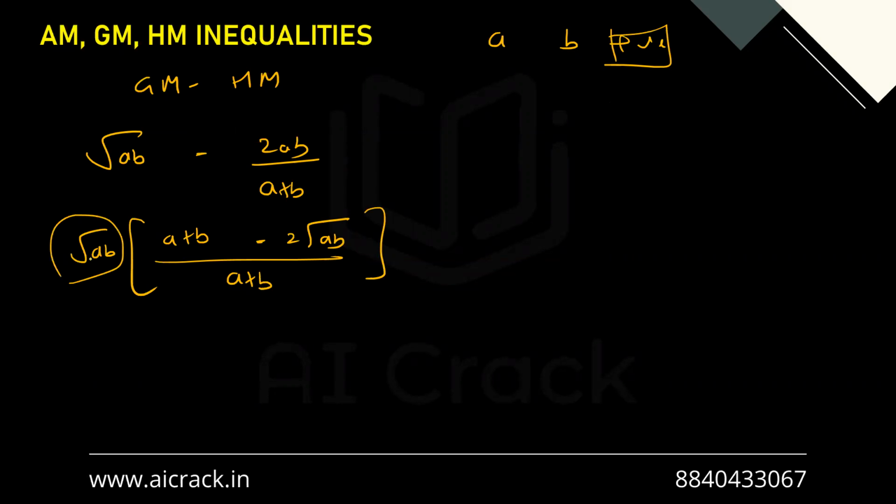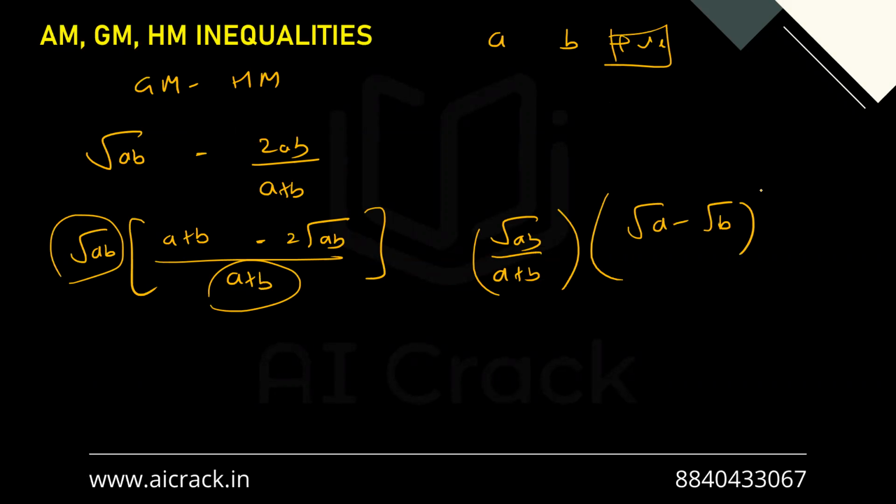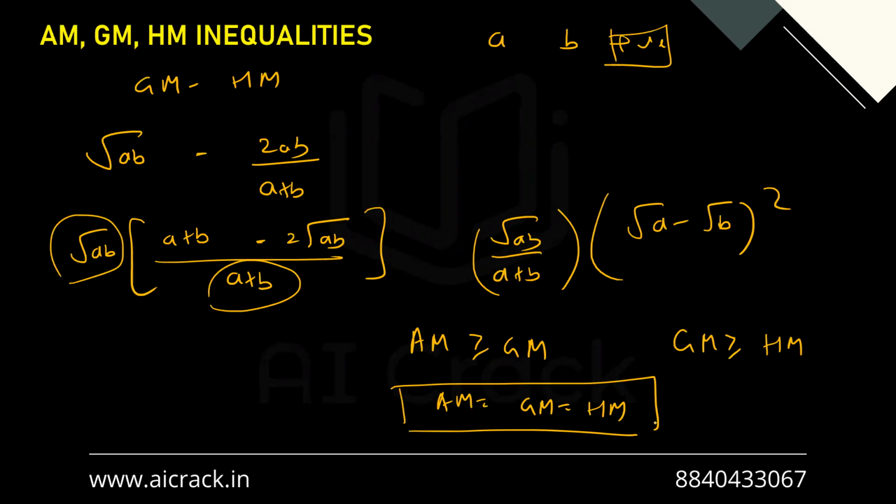Now this number is positive because we are talking about GM of two positive numbers. This number is also positive, and the numerator again becomes root AB upon A plus B times (root A minus root B) whole square. This number is always greater than or equal to 0. So basically again, GM is always greater than or equal to HM. And in the previous inequality we got AM is always greater than or equal to GM. The equality holds when both the numbers are the same. In that case, AM equals GM equals HM, only when both the numbers are the same.